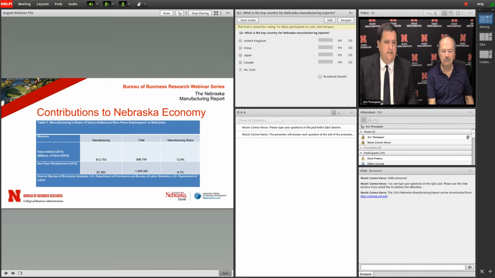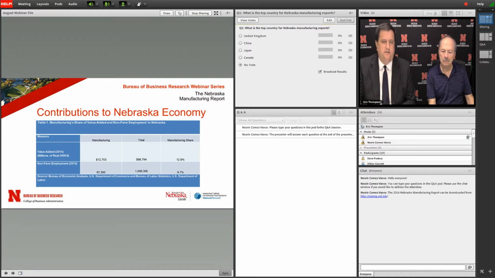Here's how we calculated those numbers for value added. You can see the total employment in Nebraska is just over 1 million jobs, and manufacturing accounted for 97,000 jobs. In terms of value added, the value added in the Nebraska economy is nearly $100 billion. Manufacturing accounted for almost $13 billion each year in terms of value added.